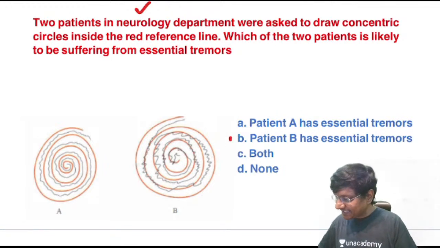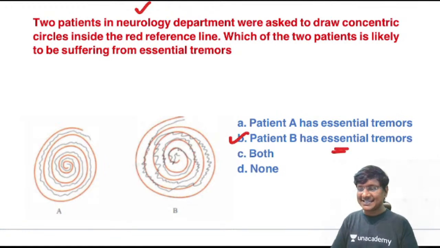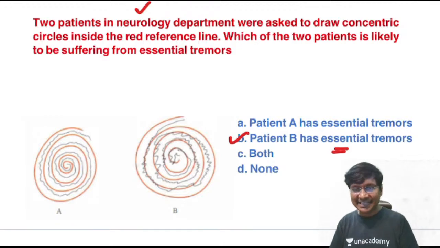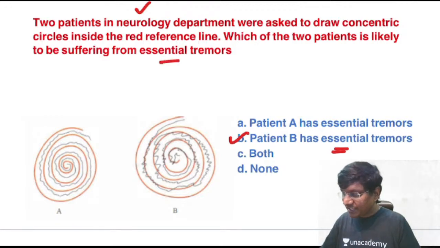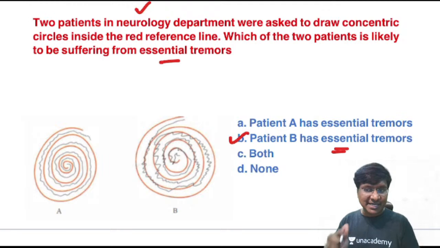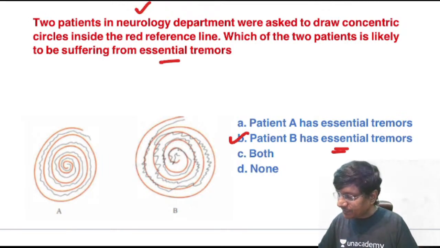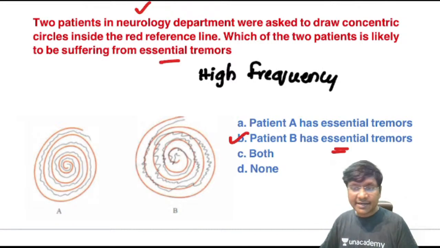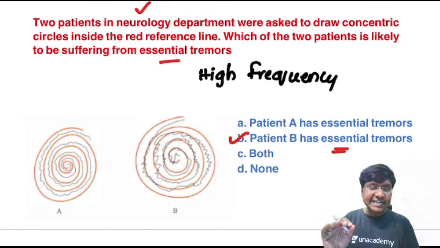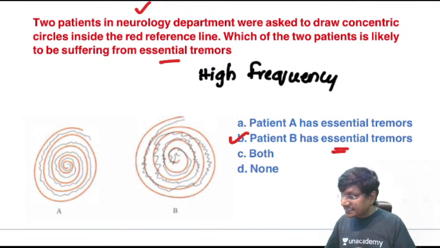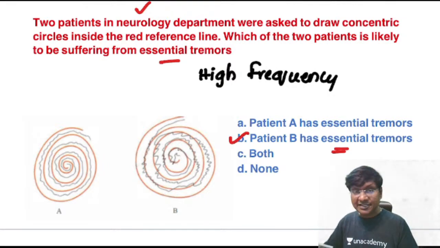It is patient B who has the essential tremors. Now, what are these essential tremors? Essential tremors are high frequency tremors which significantly distort the fine movements. Between A and B, which patient is having the high frequency tremors? That is patient B.